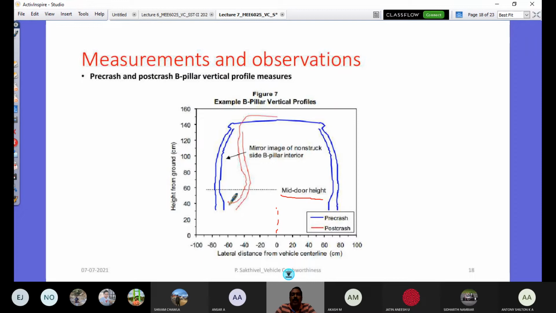So that is what you have seen in that figure 4. What is happening is that the intrusion is not in plane; it goes above the ground, above this 60 mm position. So that's why you have this vertical height from the ground there. This red one is the post-crash profile, whereas the blue one is the pre-crash profile. It is just a mirror image of what is on the right, drawn on this side to clearly see the intrusion along the B-pillar vertical profile.